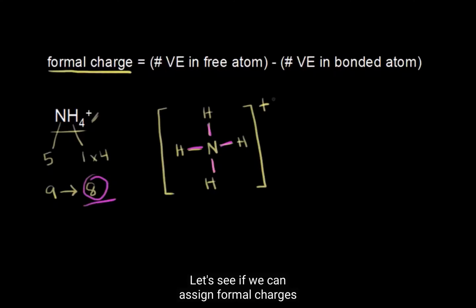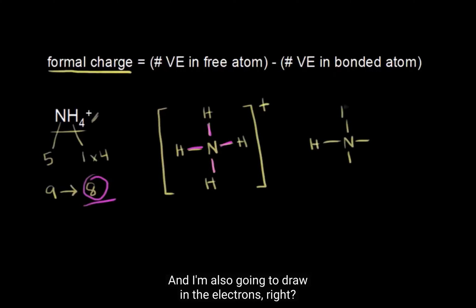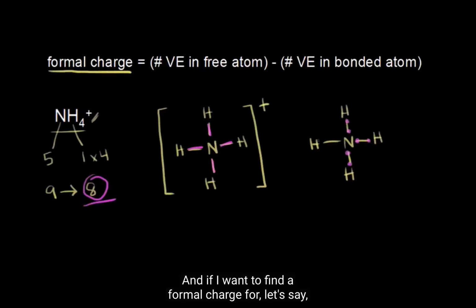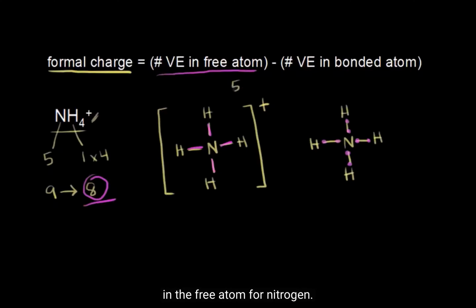Let's see if we can assign formal charges to the nitrogen and the hydrogen. So I'm going to go ahead and redraw our dot structure here. And I'm also going to draw in the electrons. We know that each of those covalent bonds consists of 2 electrons. Let me go ahead and put in those 2 electrons right here. And if I wanted to find a formal charge for, let's say, the central nitrogen, what I would do is think about the number of valence electrons in the free atom. So if you had a nitrogen all by itself, you look at the periodic table, it's in group 5, and so therefore we're talking about 5 valence electrons in the free atom for nitrogen.